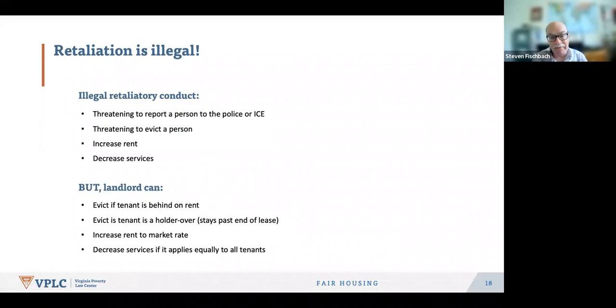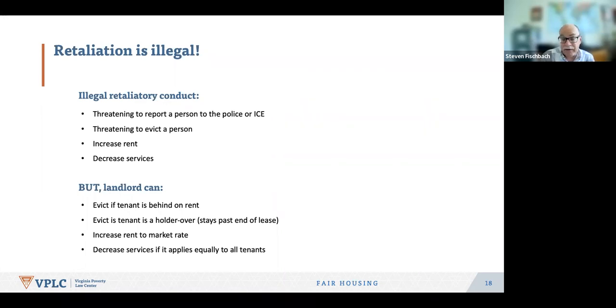And here are some examples of retaliatory conduct: threatening to report a person to the police or to ICE, the immigration authorities, threatening to evict a person, increasing their rent, or decreasing services to the apartment.